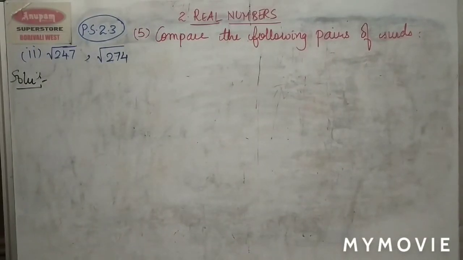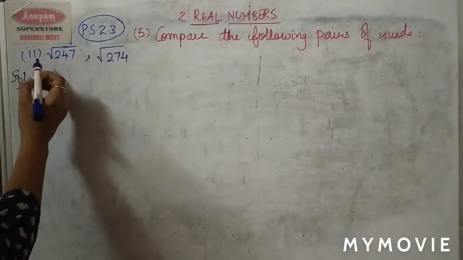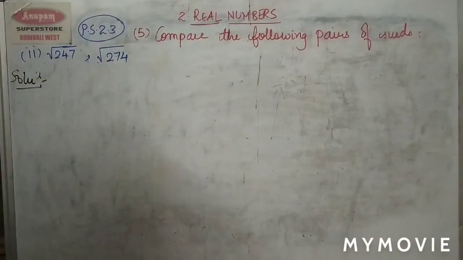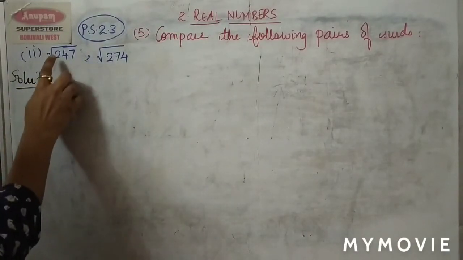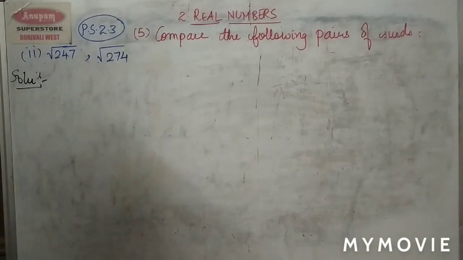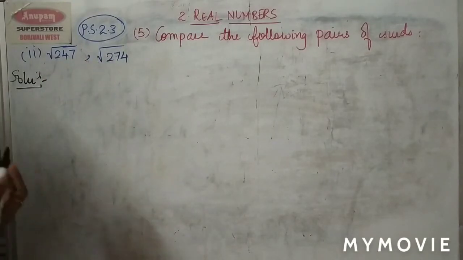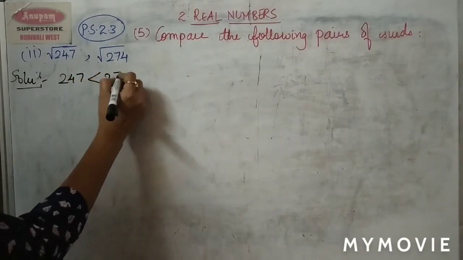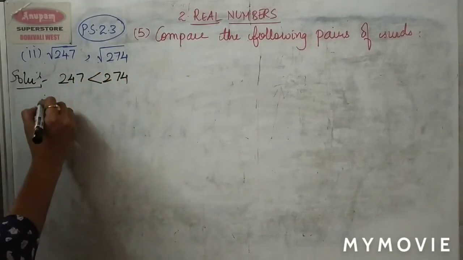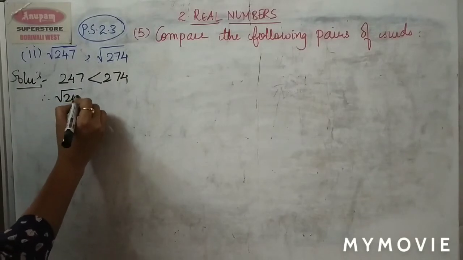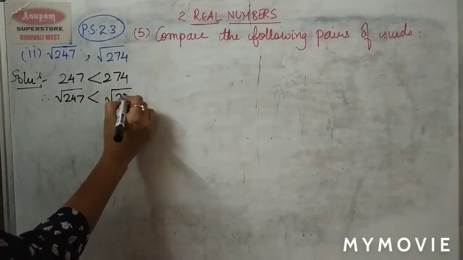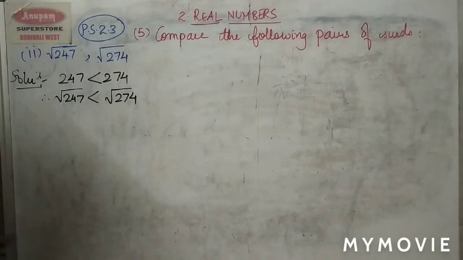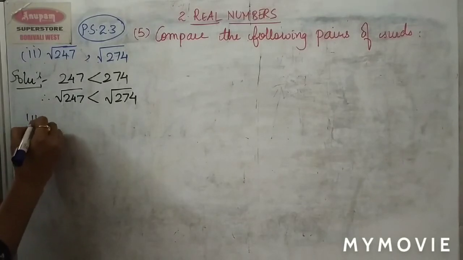In the next question, we see there is no number outside this square root. And inside you have 247 and 274. So looking at the numbers directly, we can compare. See, 247 is less than 274. Therefore we'll say square root of 247 is less than square root of 274. This much only. Let us have a look at the third question.